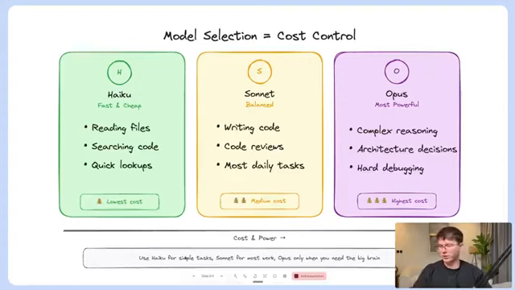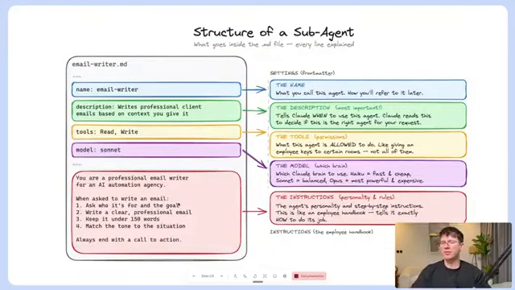So basically the overall summary here is use Haiku for simple tasks, Sonnet for most work, and Opus only when you need the big brain. And once we're done with the model, then we have the instructions.